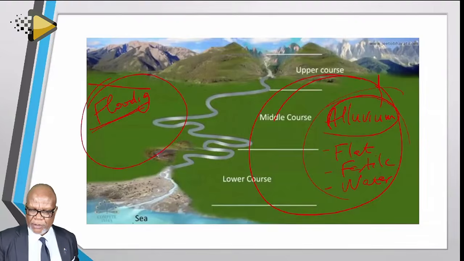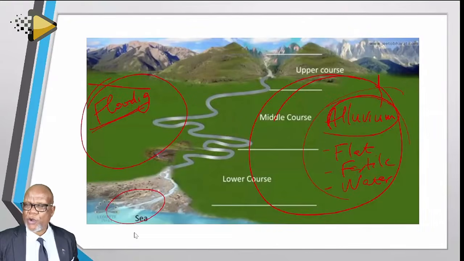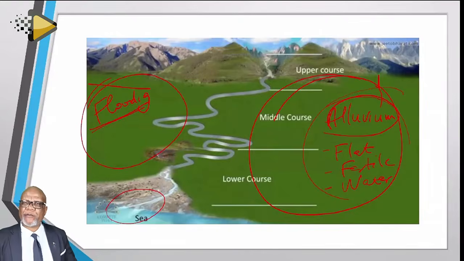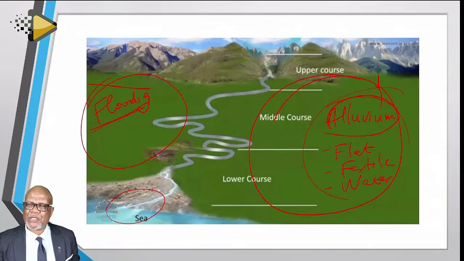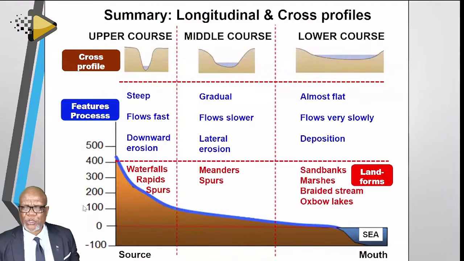And then here in the mouth, these are the features that we call a delta. The delta occurs when the river breaks into distributaries. The distributaries are the small streams that break from the mainstream as the river flows into the sea. Remember, the tributaries join the river, but the distributaries break away from the mainstream. So this is a continuation of the characteristics of a river profile.